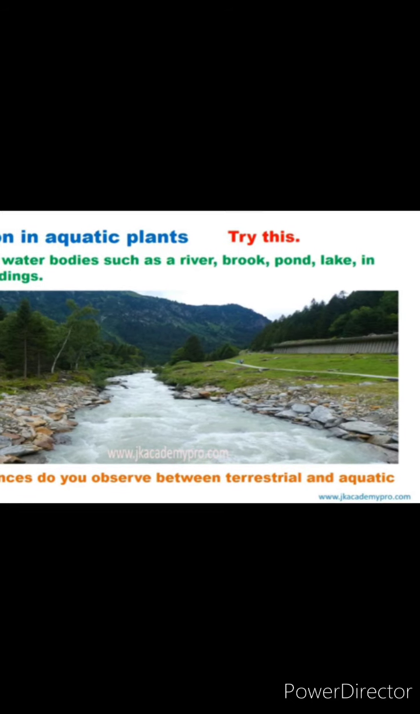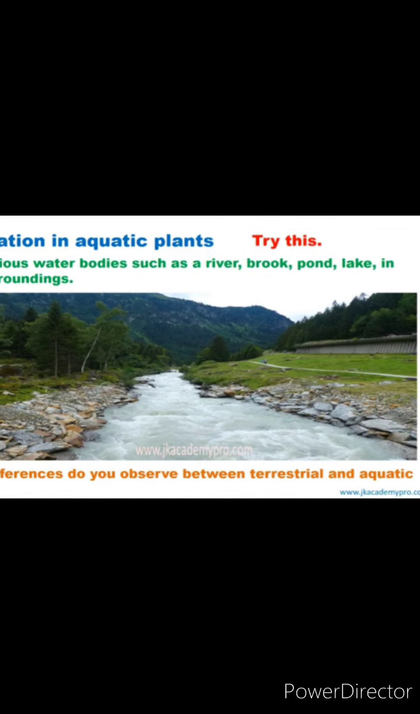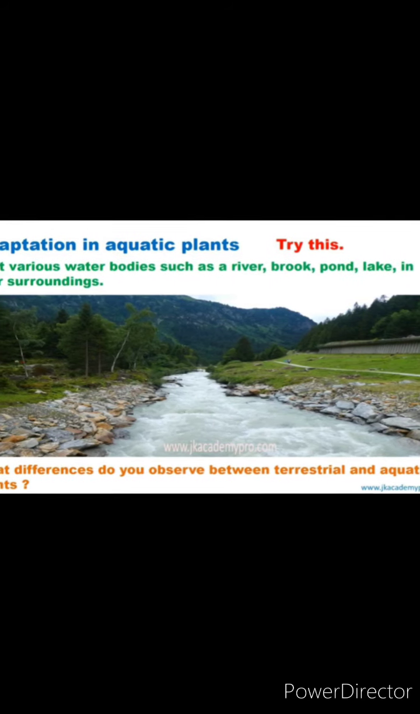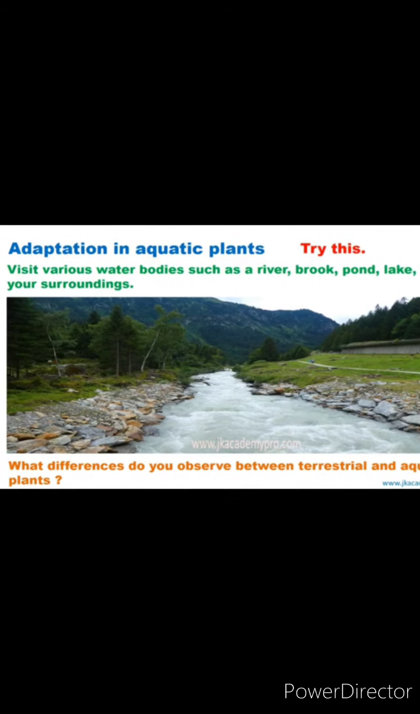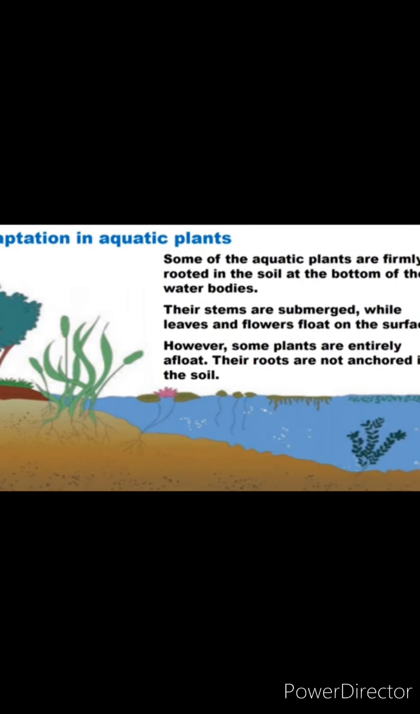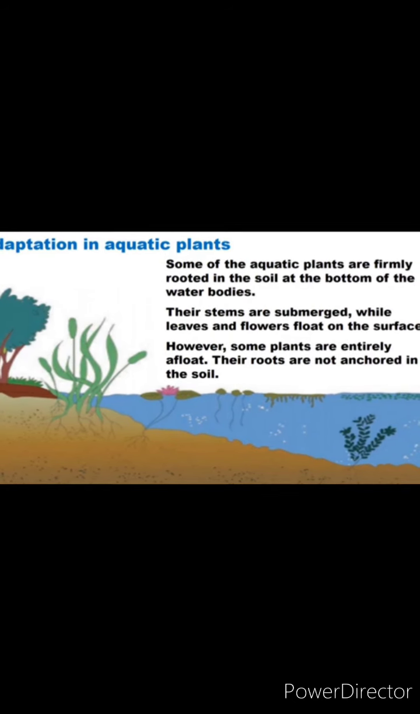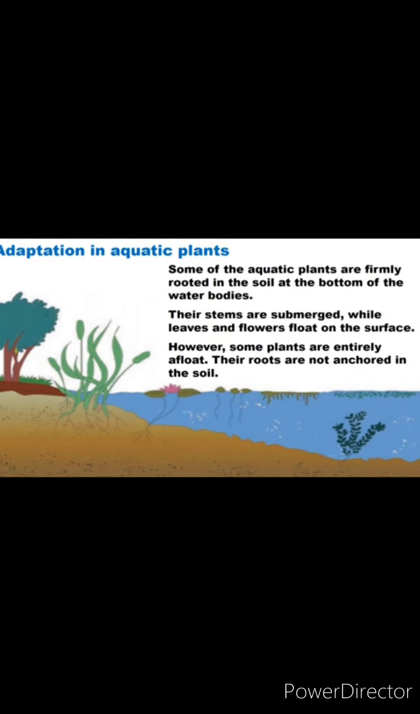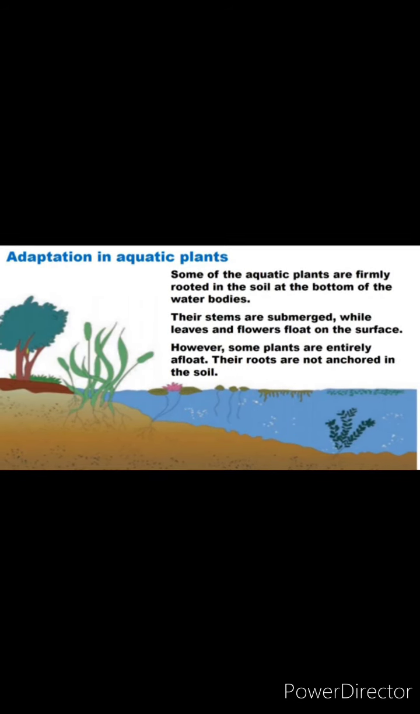For the first point we have to do one activity. Visit various water bodies such as a river, brook, pond or lake in your surroundings. What difference do you observe between terrestrial, meaning land plants, and aquatic plants? Now see, some aquatic plants are firmly rooted in the soil at the bottom of the water bodies. Their stems are submerged while leaves and flowers float on the surface. For example, lotus. However, some plants float entirely. Their roots are not anchored in the soil.